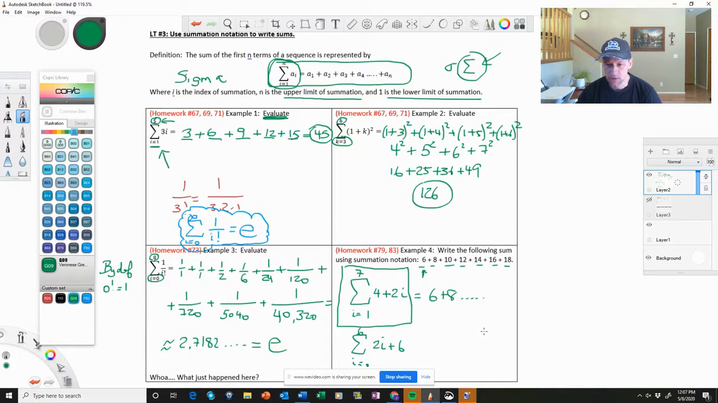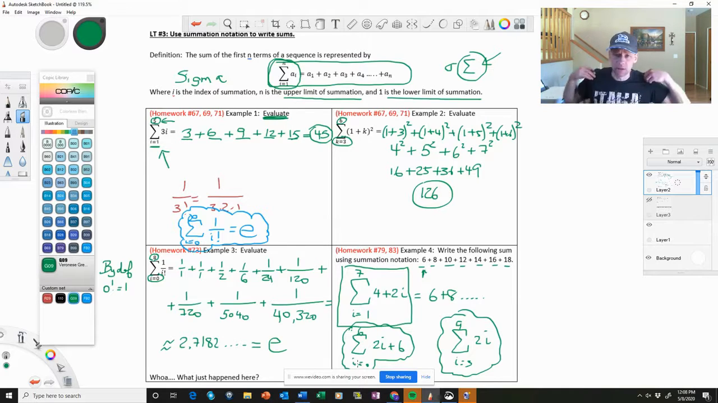In fact, if you wanted to really think about it, you could even do this. Let's pretend that 6 is my third term, and I'm going to take the third to the 9th term of 2i. Try that. Plug in 3 for i, you get 6. Plug in 4 for i, you get 8. And you go all the way up to that. So there's more than one way to write these things. This is not wrong, and this is not wrong either. However, it is traditional for your lower limit to be a 1 or a 0. Usually we don't have the lower limit be a 3, but you could.